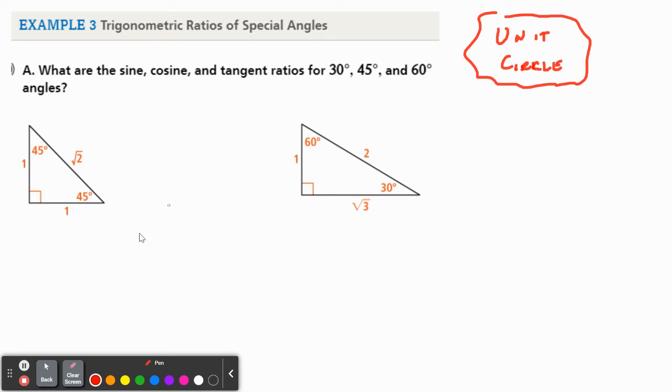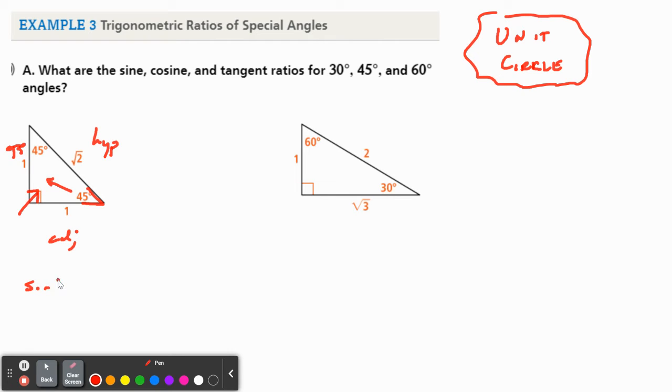So let's take a look at this. Let's use the 45, 45, 90 one first. You can use either 45 degree angle. I'll use this one. So 1 is going to be the opposite. Square root of 2 is the hypotenuse. And this other 1 helps build that angle, so it's going to be the adjacent. All right, so we're going to look for the sine, cosine, and tangent of 45 degrees.